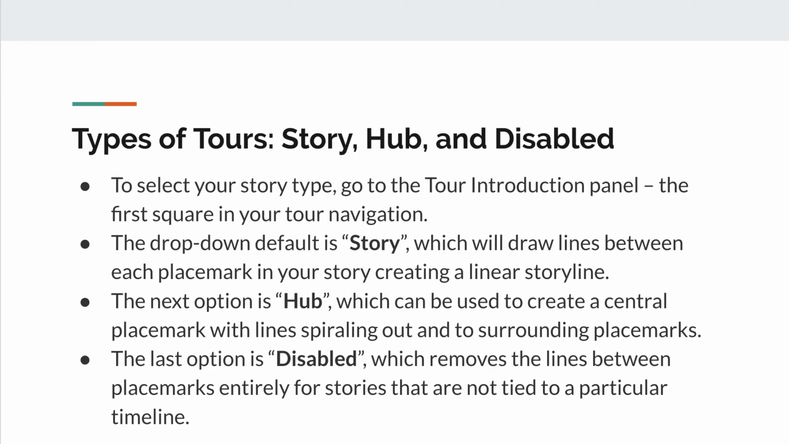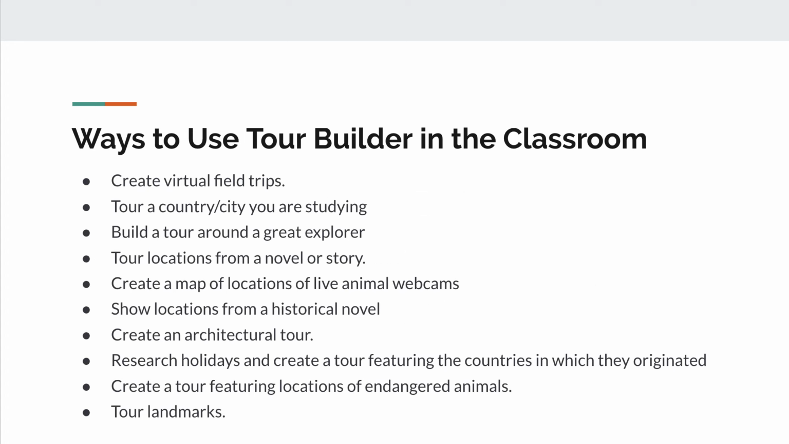Hub is the next option, and this allows you to create a central place mark with lines spiraling outward to surrounding place marks. And then the last one is disabled, which just takes away the lines between place marks. And this would be so maybe your story isn't necessarily in a specific amount of time, it's not tied to a timeline, but you just want to point out different locations. So that would be disabled. So you can think about the type of tour that you want to build: story, hub, or disabled.